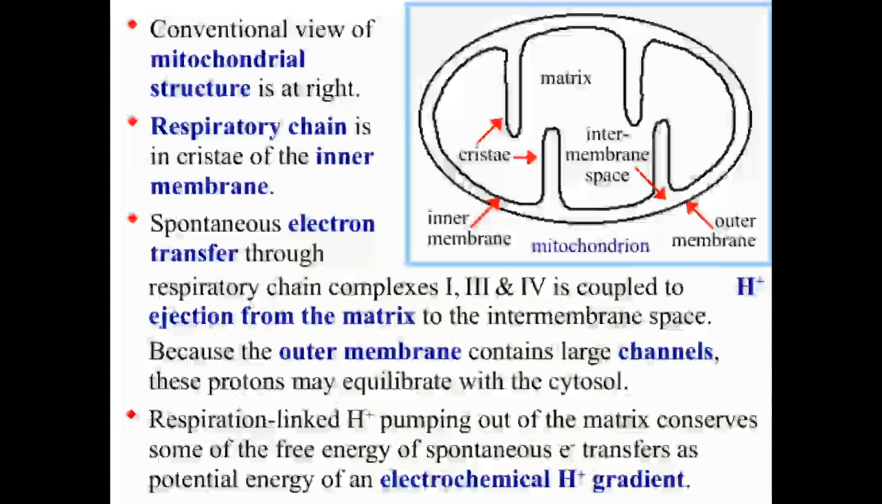This process conserves part of the free energy from the electron transfers as potential energy, specifically as an electrochemical H+ gradient. This gradient is essential because it is used by ATP synthase to generate ATP, powering many cellular activities. So, in essence, the respiratory chain is not just about moving electrons. It's about creating a stored form of energy that our cells can harness when needed.